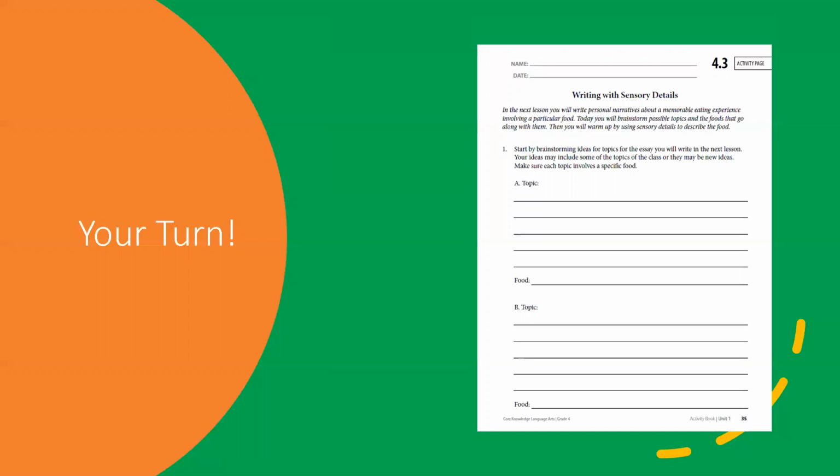So on your activity page 4.3, you have the opportunity to brainstorm different topics for your personal narrative related to a memorable eating experience. And you can write down that food. And again, remember, your challenge is to include sensory details. So when you have that experience, what did you see? What did you taste? What did you hear? What did you feel? And then once you're done, make sure you take that picture and upload it to your Google Classroom so your teacher can talk about those experiences with you tomorrow during your knowledge block.